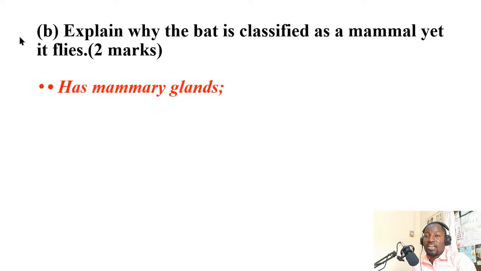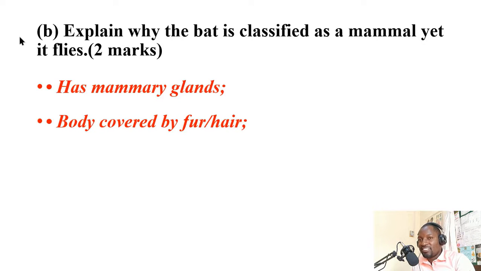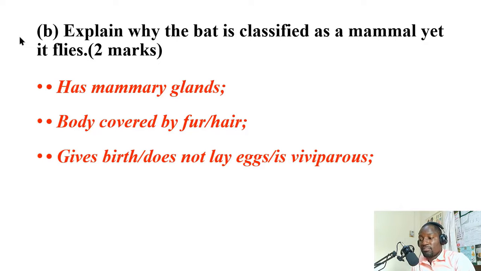So the answer is it has mammary glands, and therefore it belongs to class Mammalia. So that's why we classify it as a mammal. Its body is covered with fur. Remember, birds' bodies are covered by feathers, that's why they belong to class Aves. But with the bat, the body is covered with fur or hair. Number 3, it gives birth and does not lay eggs, so it's a viviparous animal, and therefore it belongs to class Mammalia.